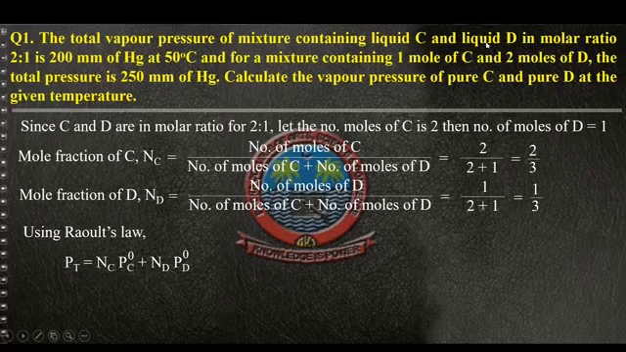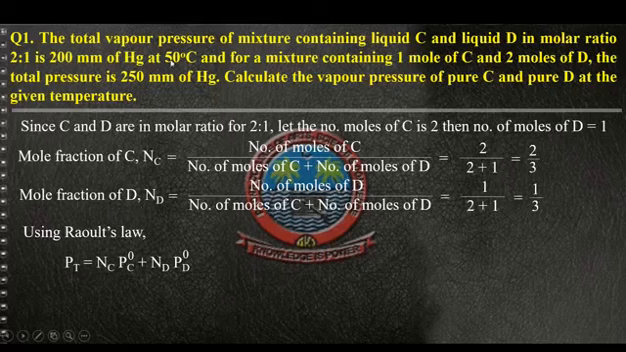सो लेट्स टेक द फर्स्ट केस जहाँ पे द मोल रेशियो इज 2:1, यानी if the number of moles of C is 2, number of moles of D is 1. मोल फ्रैक्शन का हमारे पास फॉर्मूला क्या है? मोल फ्रैक्शन ऑफ C is number of moles of C divided by number of moles of C plus D. So 2 divided by 2 plus 1 is 2/3. Mole fraction of D is 1 divided by 3.